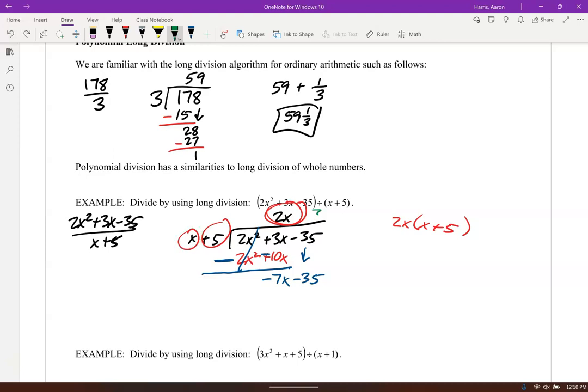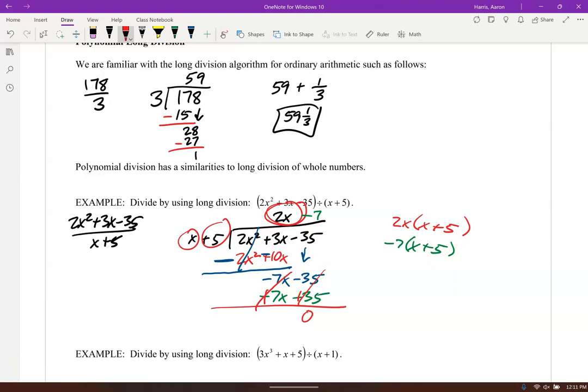So now I'm thinking, what times x gives me negative 7x? Negative 7, good. So let's go ahead and plug it in. Negative 7, and I'm multiplying it through that x plus 5. So negative 7 times x is negative 7x. Negative 7 times that positive 5 next to it is negative 35. But don't forget, I got to do what? Subtract the whole binomial. That'll change that sign and that sign. So negative 7x plus 7x, that's gone. Now the question is, do I have a remainder? Negative 35 plus 35? Nope, I got no remainder here.